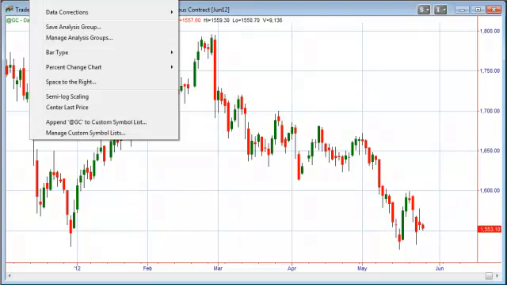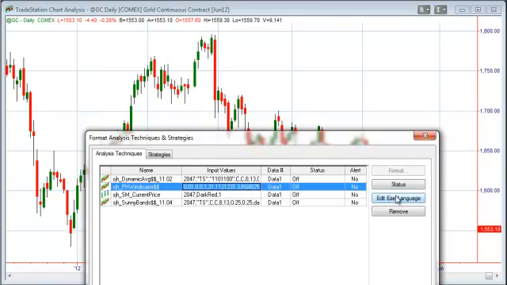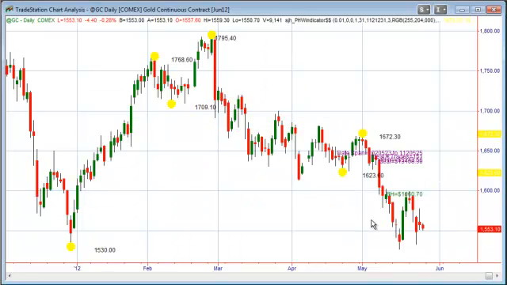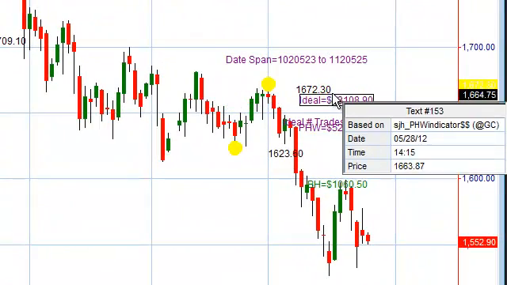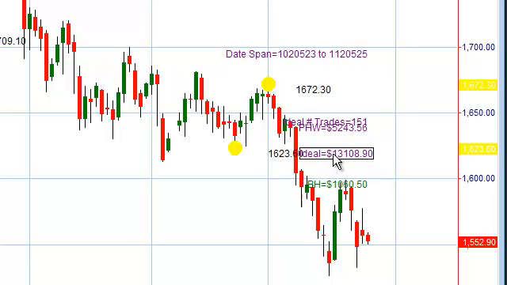So now I'm going to status on another one, status format analysis techniques. This is my PHW indicator. We'll status that on, and this shows yellow dots at ideal turning points in the market. And you'll see that there are some words written out at the end of the indicator, and you have to kind of move them apart to see them. But they show me the ideal, and every time there's a tick in the market, they'll move back in together there. It shows the ideal number of dollars you can get.